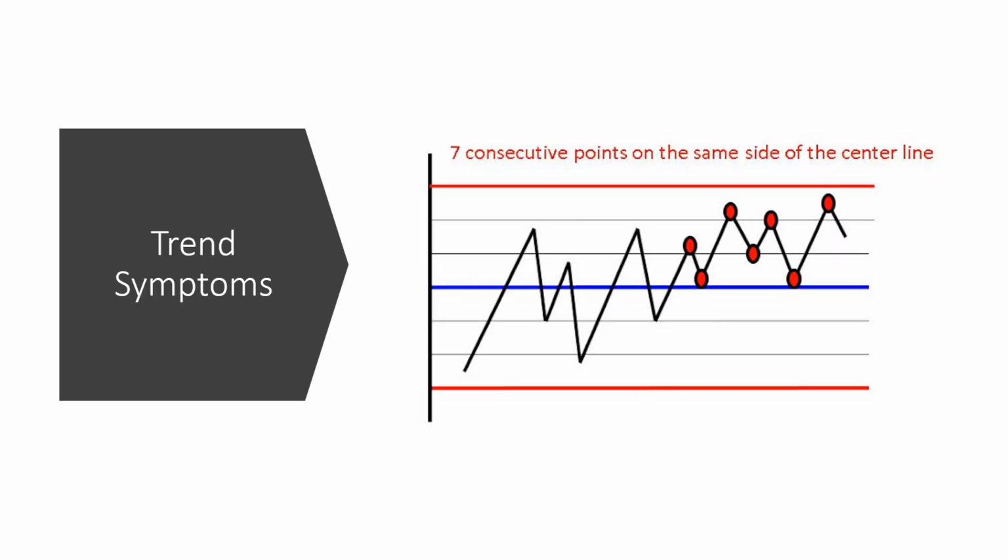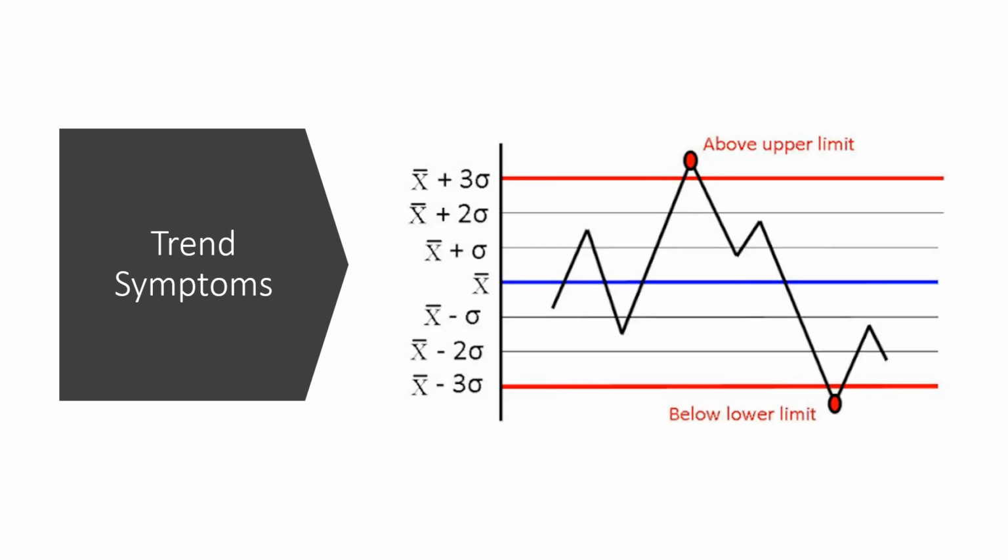SPC uses some rules, developed by the Western Electric Company, to detect symptoms of statistically significant variation. The center line is the average of all values, and the standard deviation is also estimated from all the values. These are some examples of trend symptoms. The most obvious trend symptom is a value above the upper control limit, upward trend, or a value below the lower control limit, downward trend.